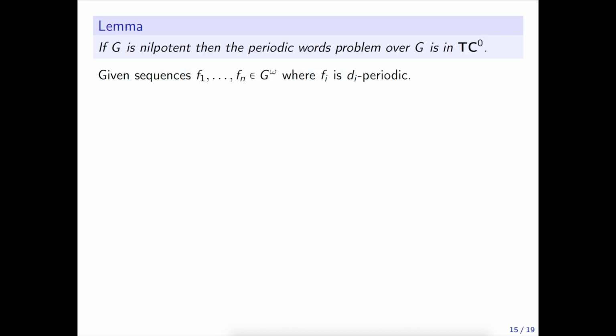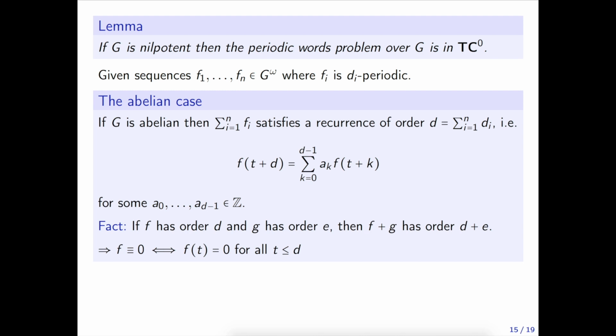Let us first assume that G is an abelian group. Then f should rather be called the sum and not the product of the input sequences f_i. Now the periodic words problem can be solved using the theory of linear recurrent sequences. Namely, it is known that f satisfies a recurrence of order d, where d is the sum of the periods d_i. This means that every entry in f is a linear combination of the previous d entries, where the coefficients a_k are some fixed integers.